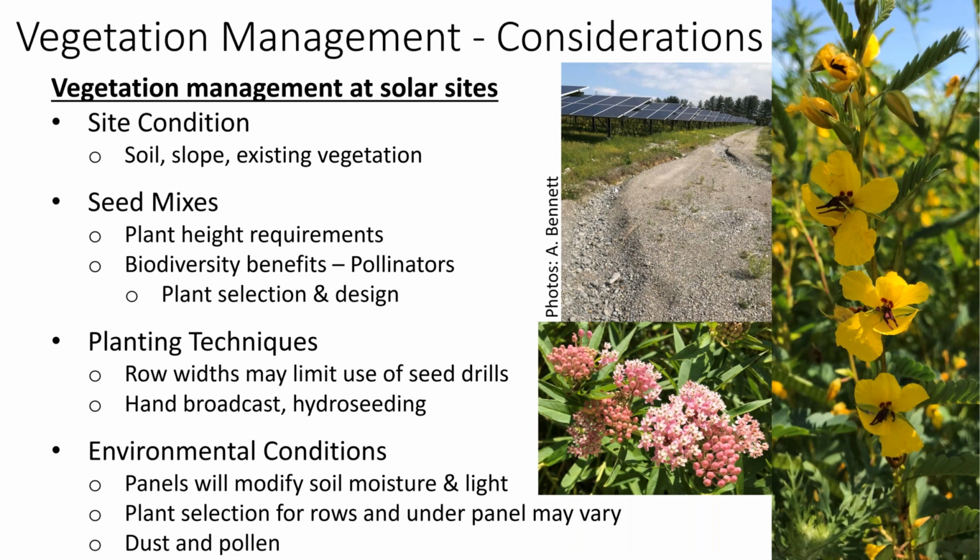Planting techniques you will also need to think about. Your row width will potentially impact the type of equipment you can use at the site. So if you did happen to select a native seed mix, depending on the width or spacing of your panel rows, you may not be able to use a native seed drill. Then you might have to think about using hand broadcasting or hydroseeding at the site. You also want to keep in mind that your panels will modify your soil moisture and lighting, because the panels themselves will cast shade.